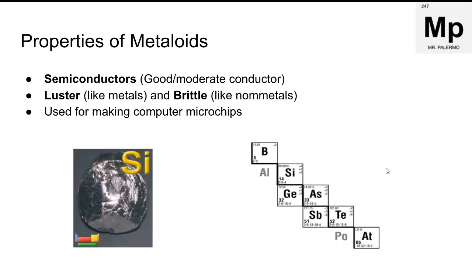What are the properties of metalloids, the staircase elements? Metalloids have properties of both metals and nonmetals. So they're called the semiconductors because they're pretty good conductors of heat and electricity. They tend to be shiny like metals, but brittle like nonmetals. And one of the most common ones is going to be silicon, which I showed you here and also in class, and that's used for making computer microchips because they don't lose their ability to conduct electricity as they heat up like metals do.